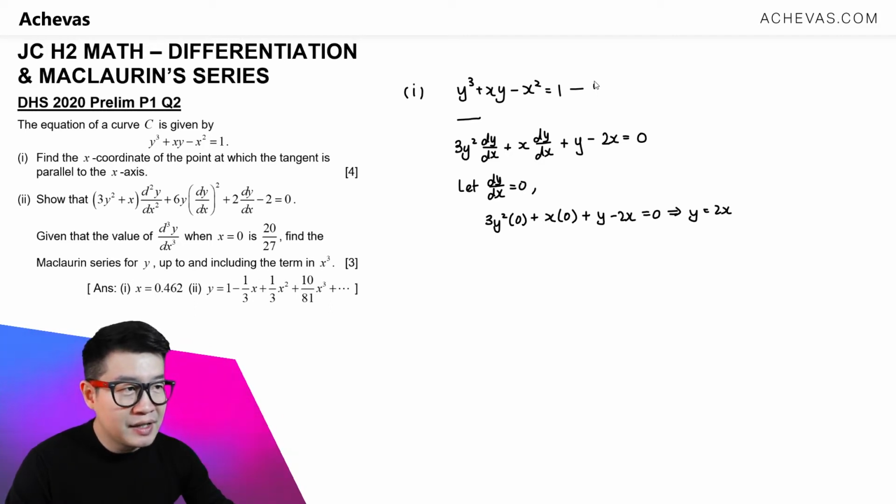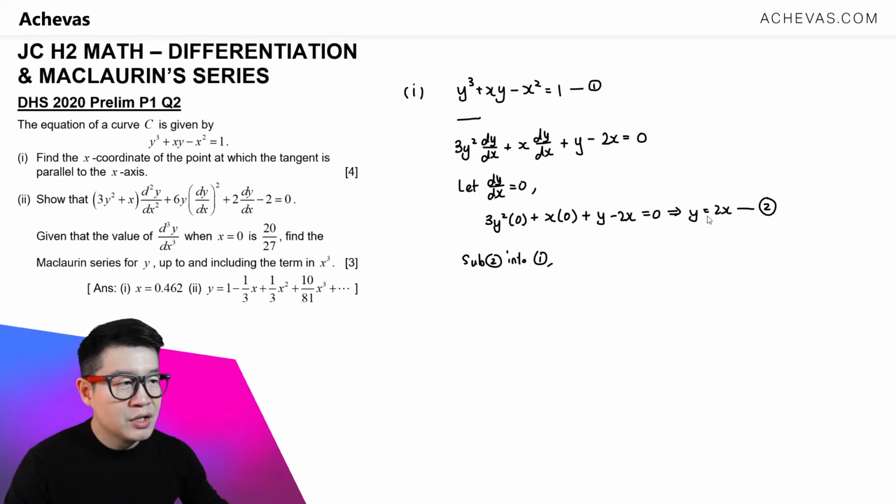So I'm going to find the x-coordinate of the points where the tangent is parallel to the x-axis by letting this be equation number 1. This is one relationship, because that point must be lying on this curve, and that point must also satisfy this equation, that is, when dy/dx is equal to 0. So I'm going to substitute equation number 2 into equation number 1. Replacing all the y by 2x, I will have (2x) to the power of 3 plus x, replacing this y, I will have 2x, then minus x squared, equal to 1.